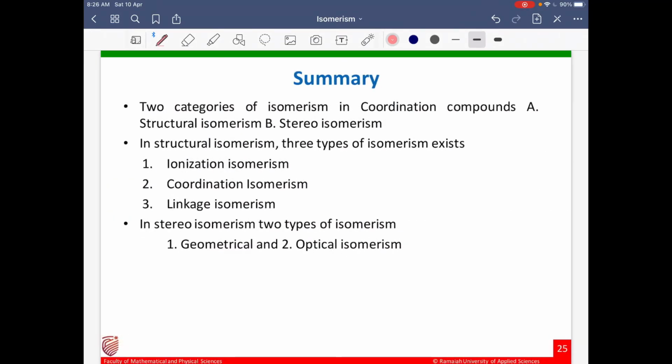Next, summary. Two categories of isomerism in coordination compounds: A, structural isomerism; B, stereoisomerism. In structural isomerism, three types of isomerism exist: first, ionization isomerism; second, coordination isomerism; third, linkage isomerism. In stereoisomerism, two types of isomerism: first, geometrical, and second, optical isomerism.